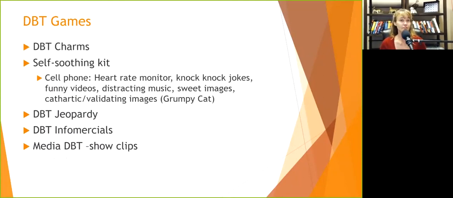If you have a cell phone, you can have sort of a digital self-soothing kit. So when you start to get under stress, what are some things you can do? I have on mine a heart rate monitor app, so I can check my pulse. I have an app for knock-knock jokes. So I always love a good knock-knock joke. Funny videos from YouTube or Vimeo or anywhere else. Distracting music, my Amazon playlists. Sweet images, I always have images of my animals and my kids. And cathartic or validating images you can have on there.